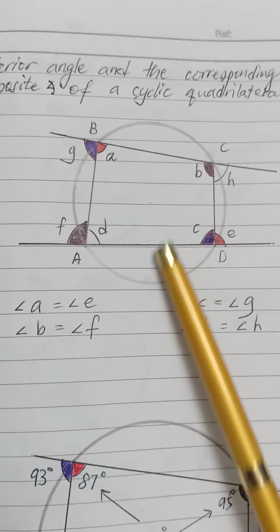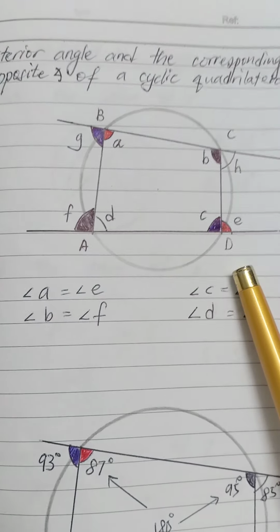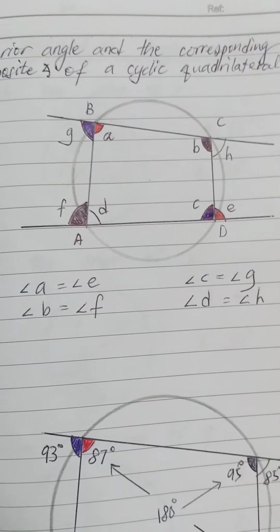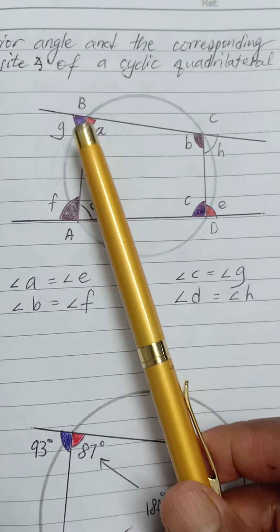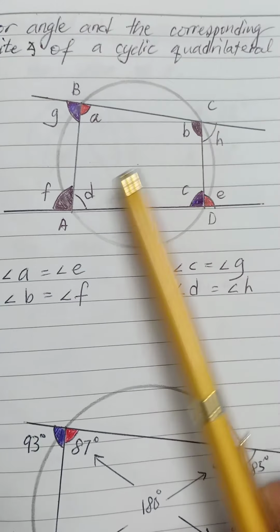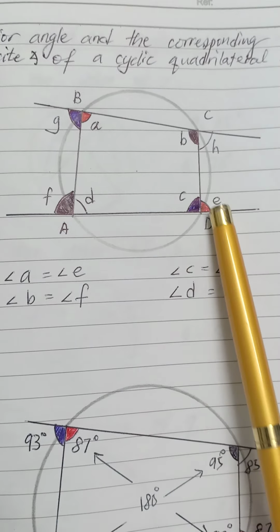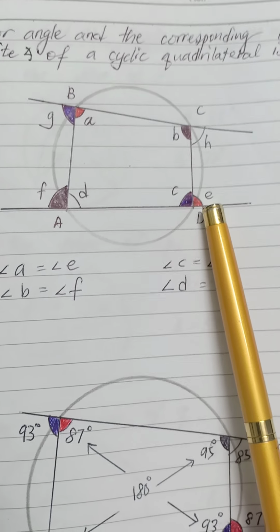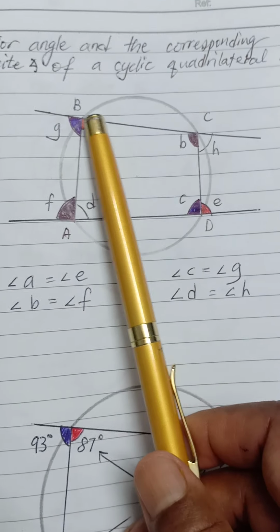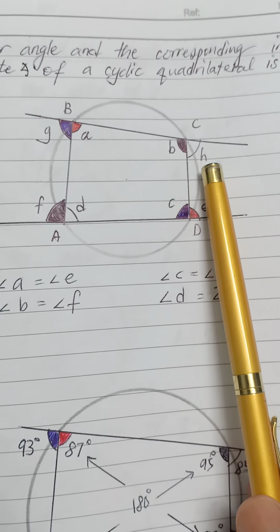To understand, take a look at the cyclic quadrilateral A, B, C, D. Now what I did is I extended the lines here and here. We know angle A plus C is 180 and B plus D is 180. Now when we extend this line, you'll get another angle here as E. I extend here, this is F. I extend the line here, this is going to be G. Extend here, I'm going to get H.